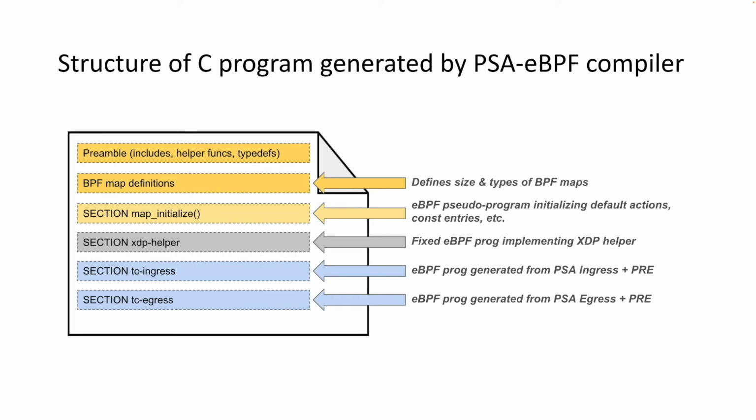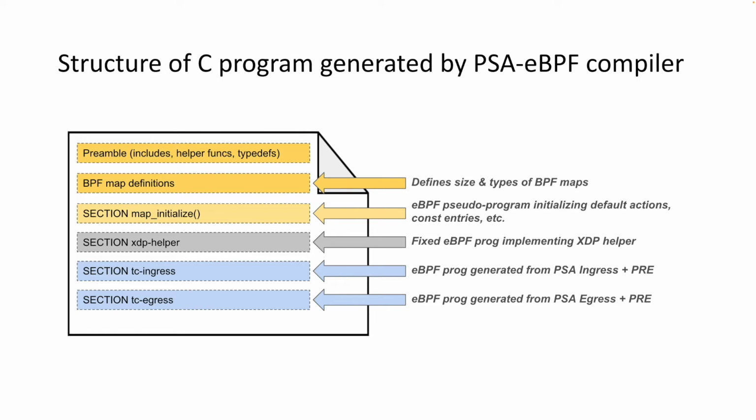Now let me explain the structure of the C program generated by the eBPF compiler. The first section on the top is a preamble, and it contains basic includes, helper functions, and type definitions that are used throughout different eBPF programs. Then we have the section that defines size and types of different eBPF maps that implement P4 tables, PSA externs, or packet replication engine. Then we have 4 eBPF programs.